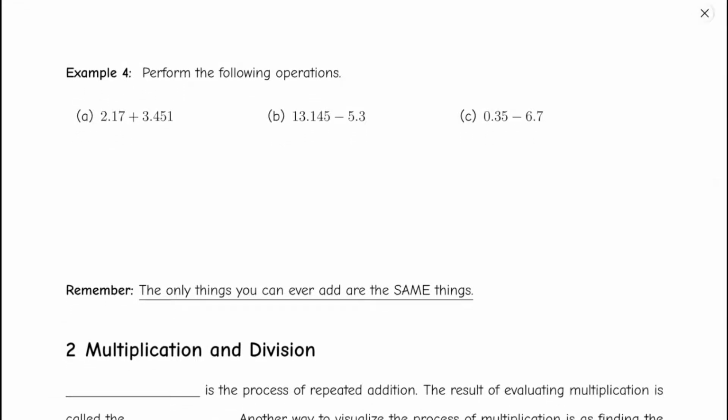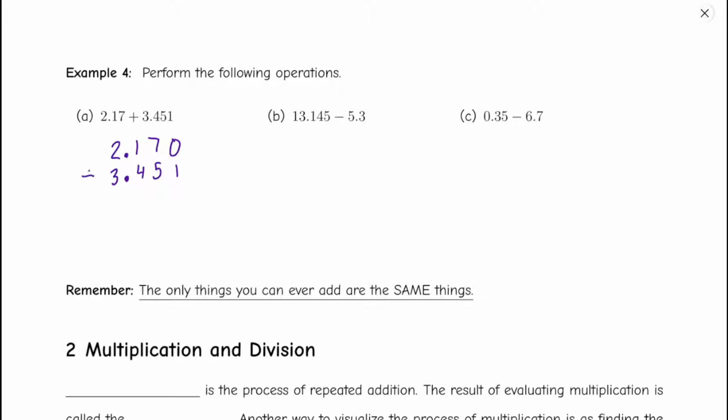So part A. So I'm going to line up the decimals. So we get 2.17 and 3.451. Notice how after I line those decimal points up, I have two numbers to the right in the first number and only three to the right in the second number. I highly recommend adding what are called filler zeros. You can only add filler zeros to the right of the decimal point, not to the left.